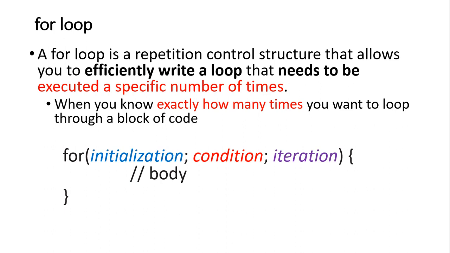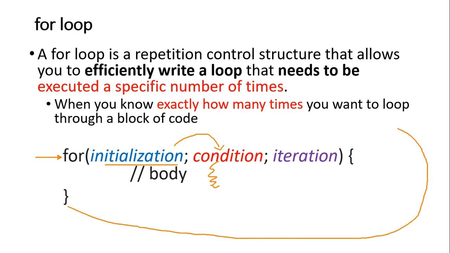So let me explain it one more time for you. When the control comes to the for loop, it will do the initialization first and then test for the condition. If the condition is true, the body of the loop is executed. Once the body of the loop is executed, it will go for the iteration, wherein it will either increment or decrement the control variable.